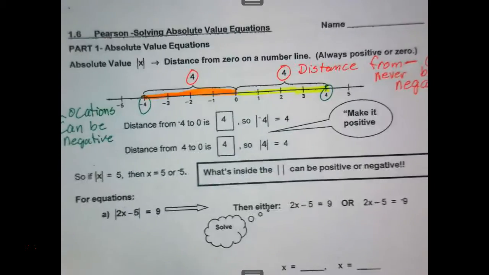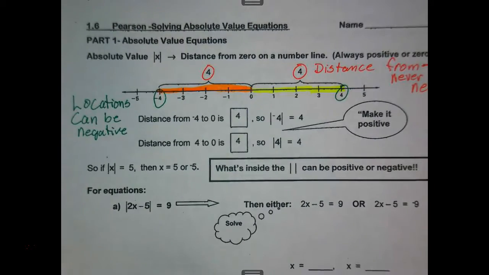Okay? Think of it this way. Going from your house to school is positive distance, right? So is going from school to your house. You're going opposite ways, right? But you're going a positive distance.